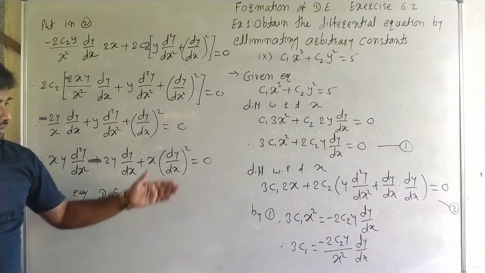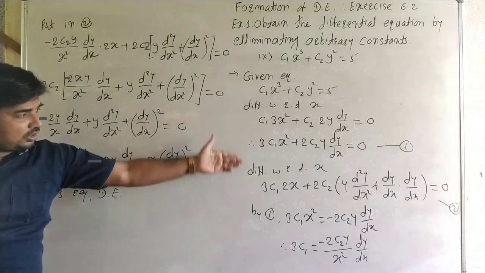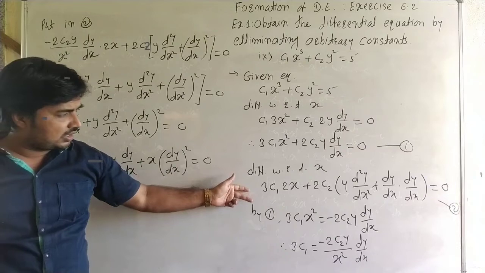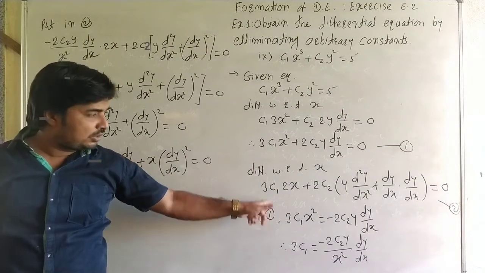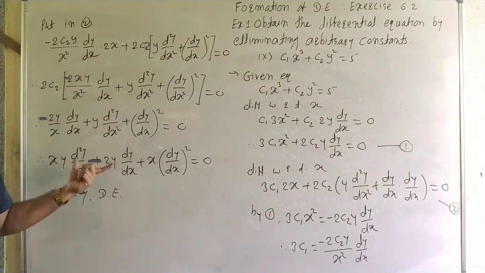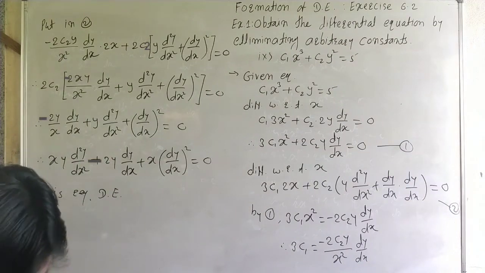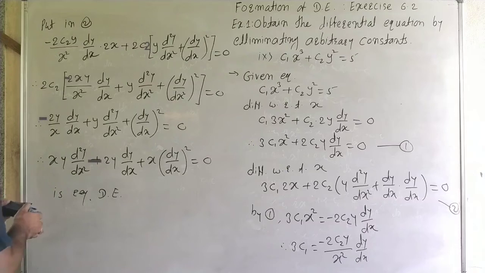See carefully this. There are two arbitrary constants. We differentiate two times. Equation number 1 is the first derivative, and equation number 2 is the second derivative. And then for removing the arbitrary constants, it is a calculation of this. Now we see the last example in question number 1.